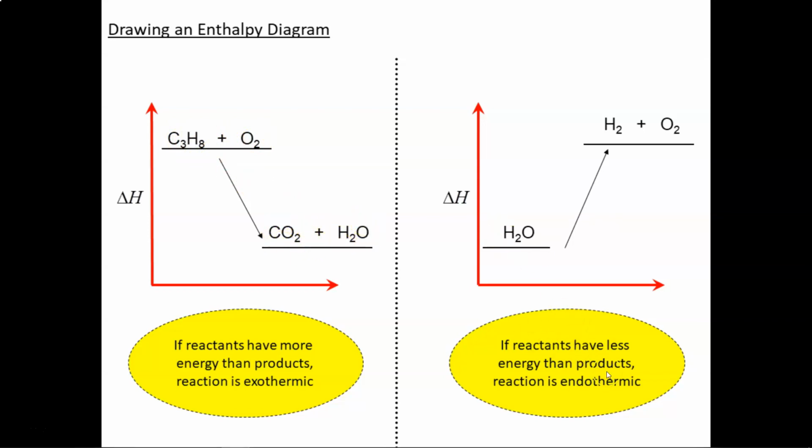On the other hand, this one is going to be endothermic, so it's absorbing energy. We start off with a stable compound like water, and then by absorbing energy, it turns into these two products through electrolysis, producing hydrogen gas and oxygen gas, both of which are less stable than water.